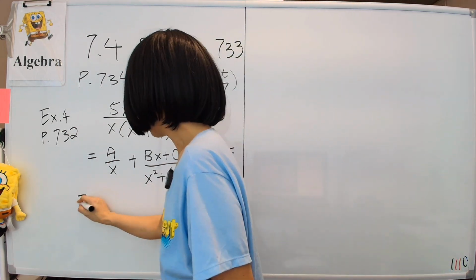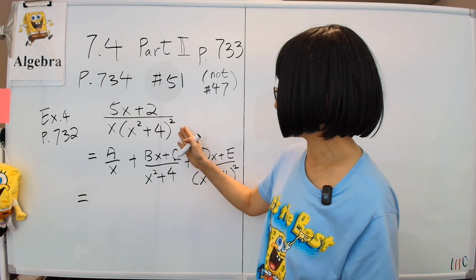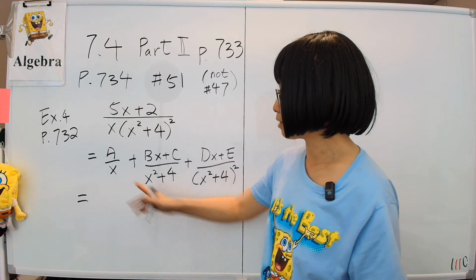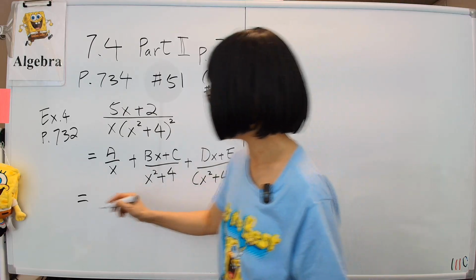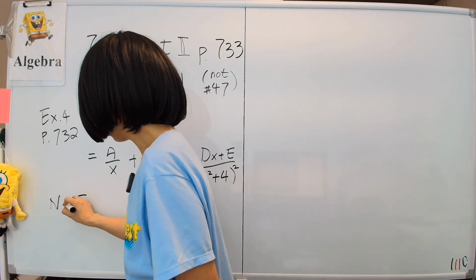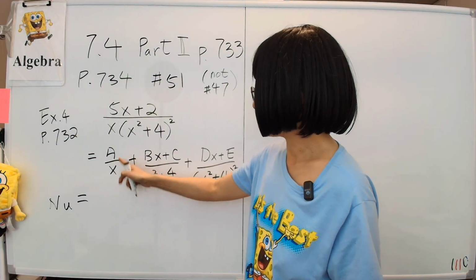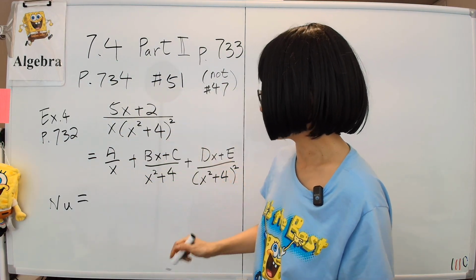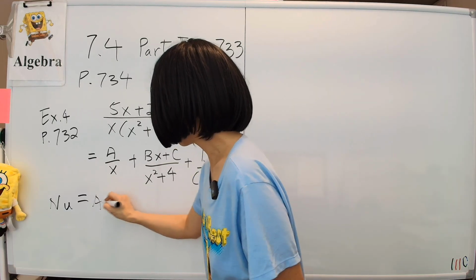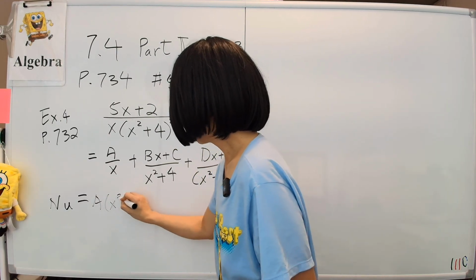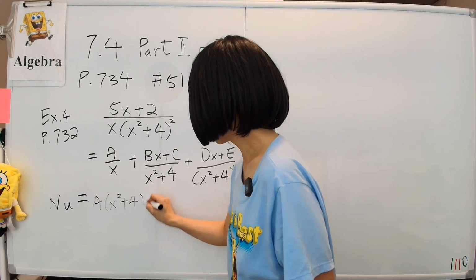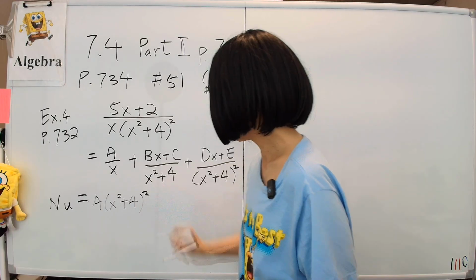Now we're going to do the same thing we did in example 4, which is multiply everything until everybody's got the common denominator. I'm only going to write down the numerator. We have A over x, so we need to multiply by the square. So A times x squared plus 4 squared.